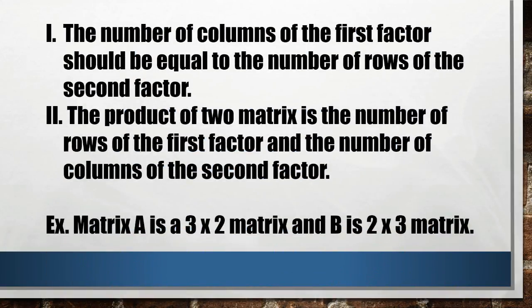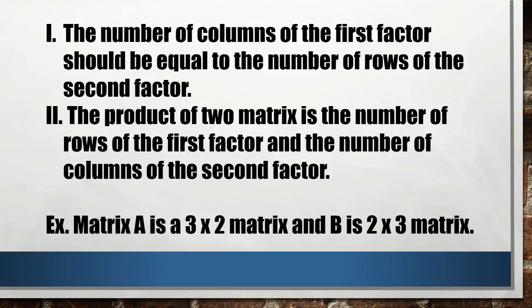To find the product of two matrices, we should always remember the following. First, the number of columns of the first factor should be equal to the number of rows of the second factor. Second, the product of two matrices has the number of rows of the first factor and the number of columns of the second factor.